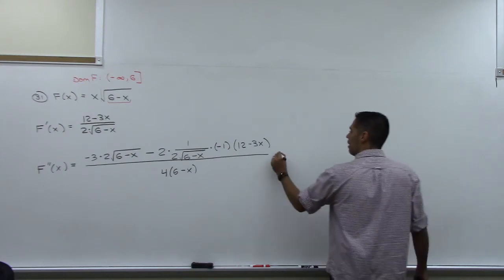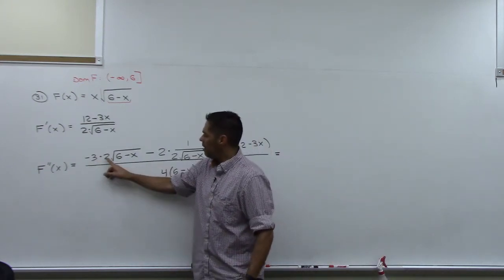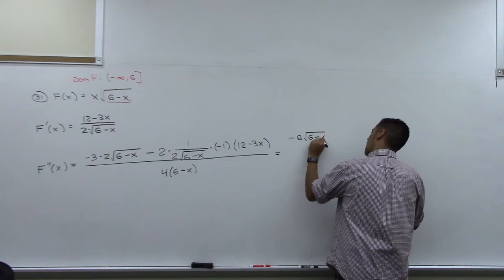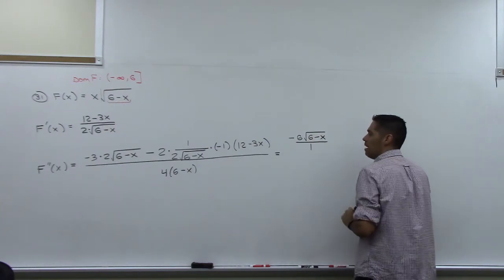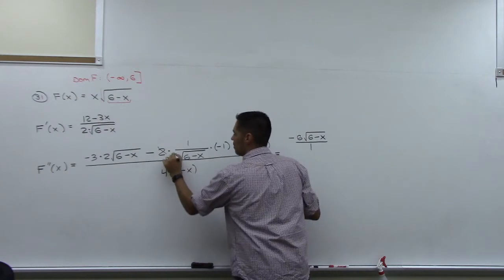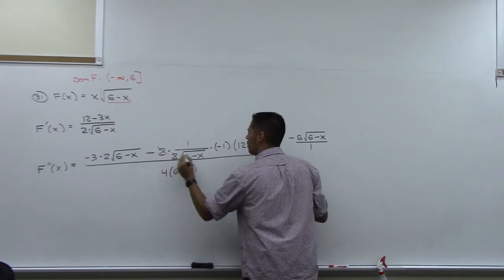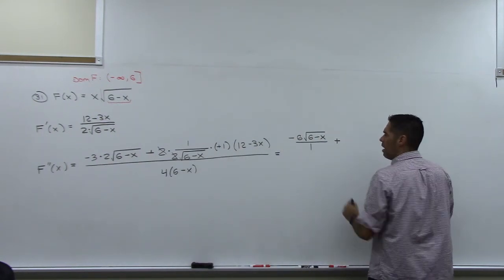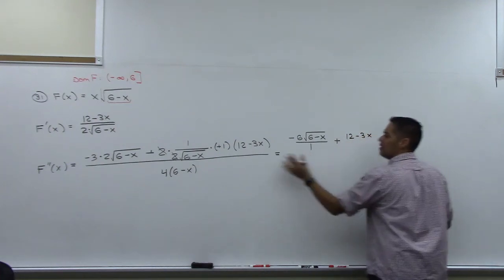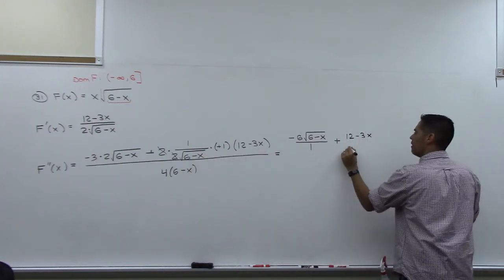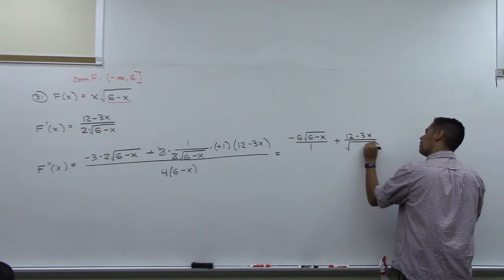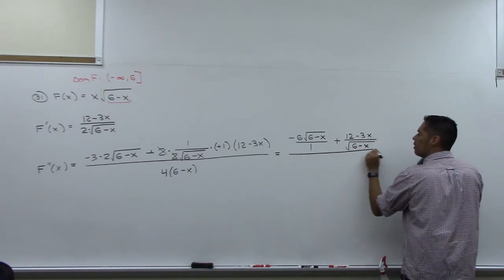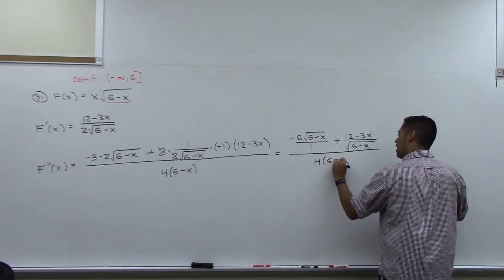That looks really bad. All right, put this together, that's negative 6 root 6 minus x. I'm going to say over 1 because I'm going to get a common denominator on the top. These two cancel. Minus and minus become a plus, so that becomes a plus. So plus, what's still left? On the top, I have the 12 minus 3x, that's this, and that's just sitting on top of this root 6 minus x, like that. And then all of that is over 4 times 6 minus x.